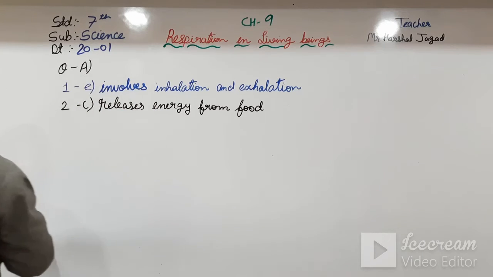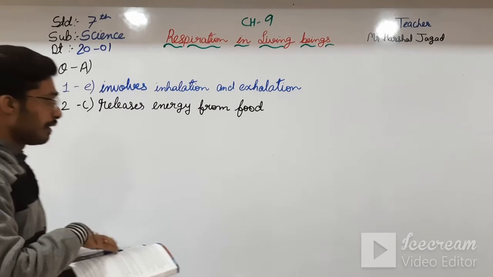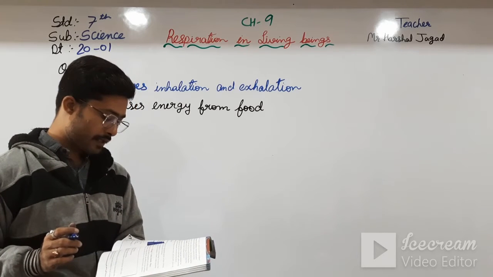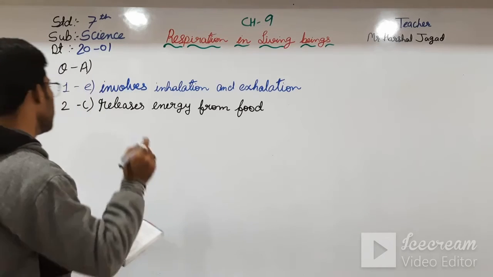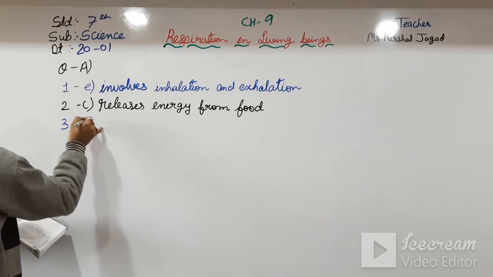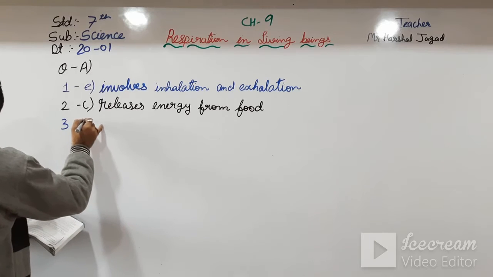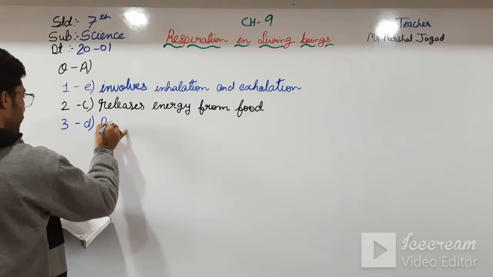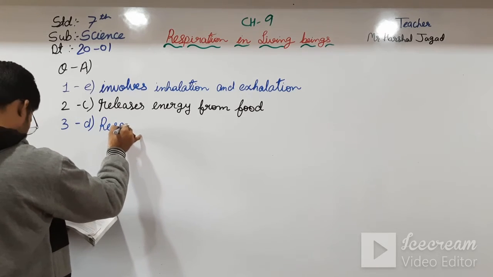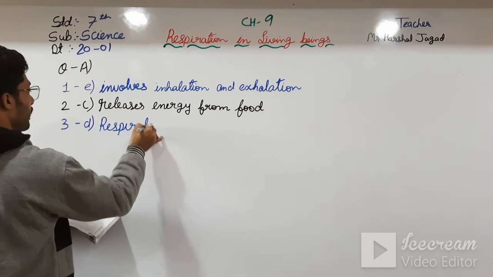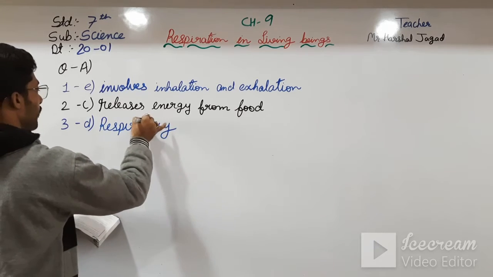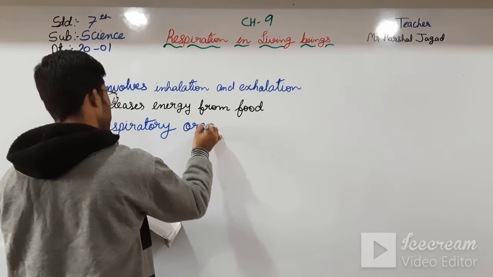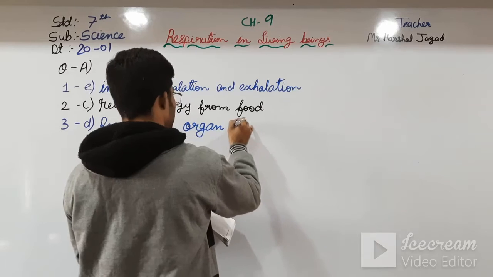After that, the third one, that is lungs. They are the respiratory organs in mammals. In the third one, lungs, it is D, respiratory organ in mammals.